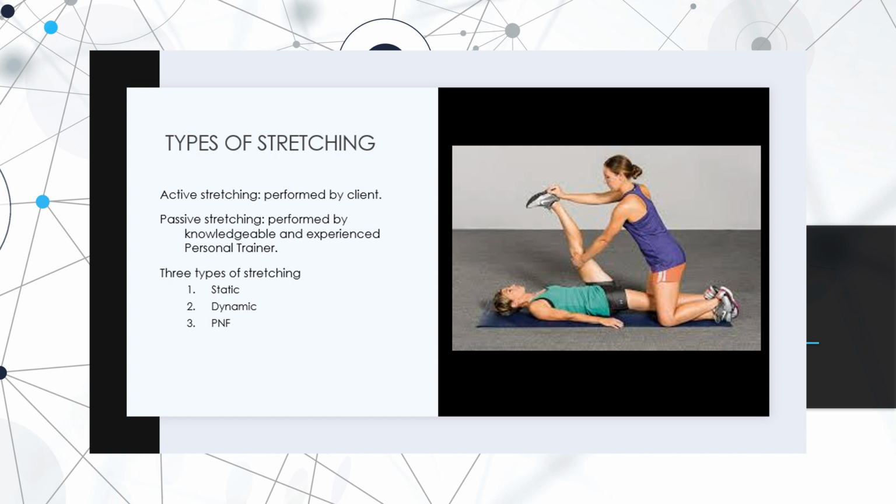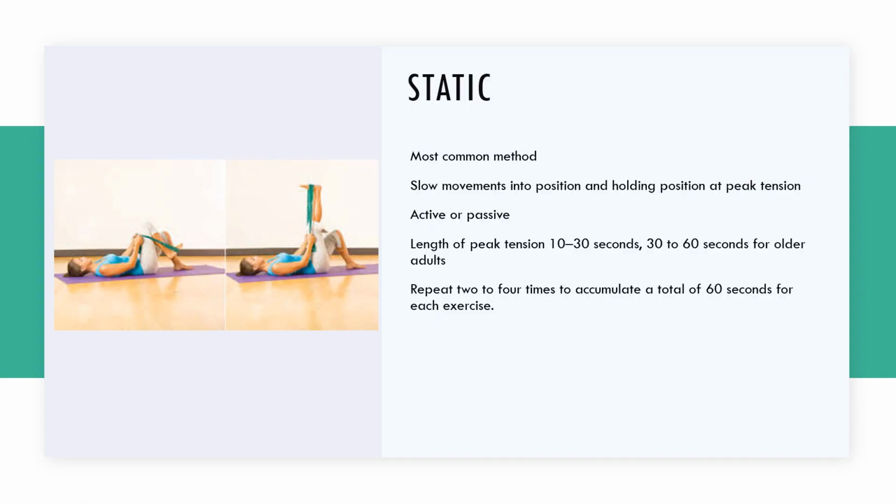There are generally 3 types of stretching that can be performed using active or passive techniques to improve flexibility. This is static, dynamic, and PNF, or proprio-neuromuscular facilitation. Table 16.1 provides an overview of the various types of stretching and their appropriate use. So static stretching is undoubtedly the method most commonly used to improve flexibility.